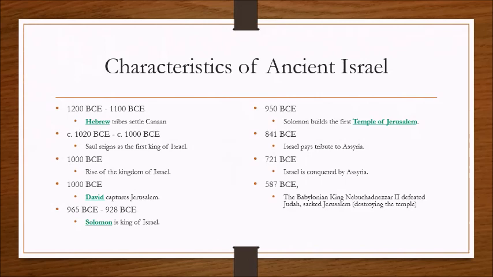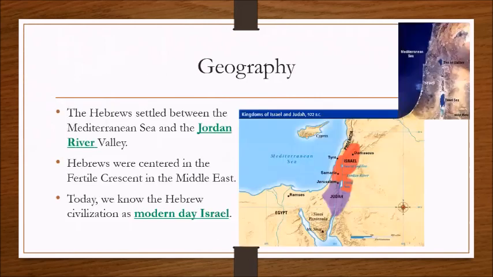The Temple of Jerusalem will get talked about a little bit, the Assyrians getting involved with Israel's history. Babylonia is going to get involved, King Nebuchadnezzar. We're going to see a lot of things happen and evolve in this particular region.